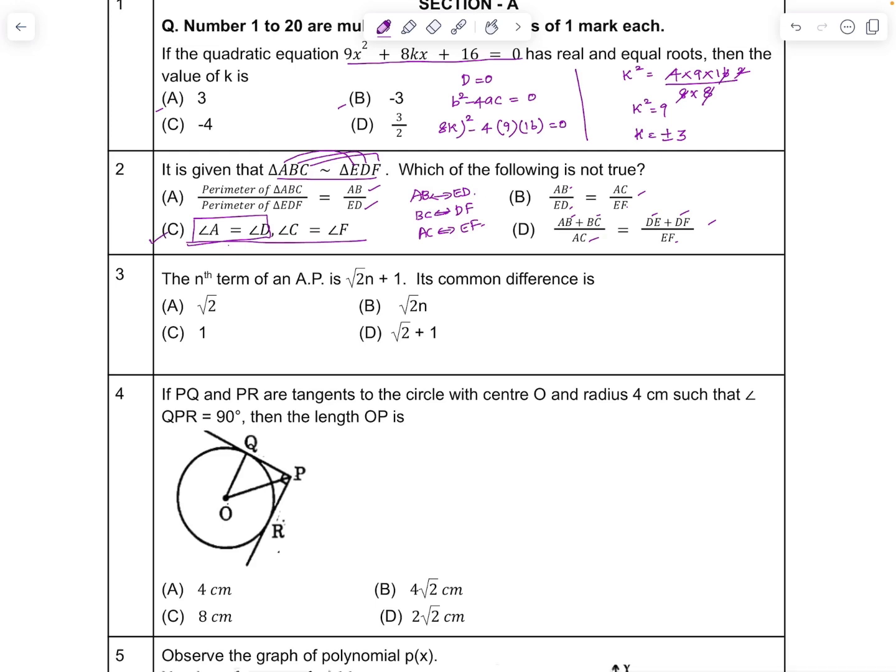Question 3. The nth term of an AP is root 2n plus 1. Its common difference is. Here the general rule given is root 2n plus 1. For n equal to 1, a1 becomes root 2 plus 1. For n equal to 2, that is the second term, a2 becomes 2 root 2 plus 1. To get the common difference, we subtract a1 from a2, that is 2 root 2 plus 1 minus root 2 plus 1, which is 2 root 2 plus 1 minus root 2 minus 1 gives us root 2. So the answer is A.